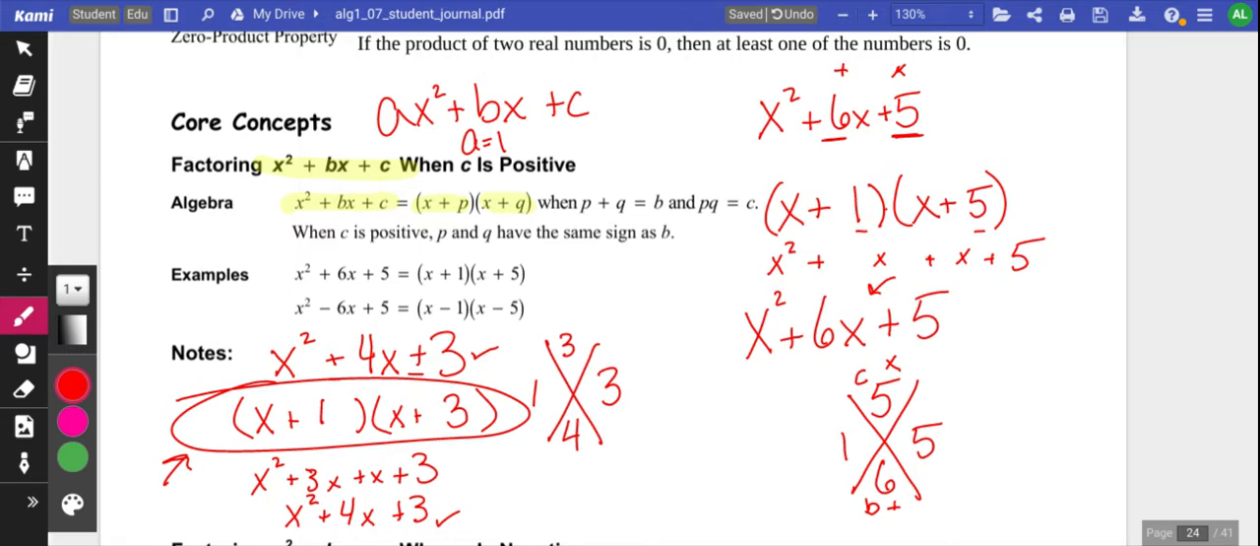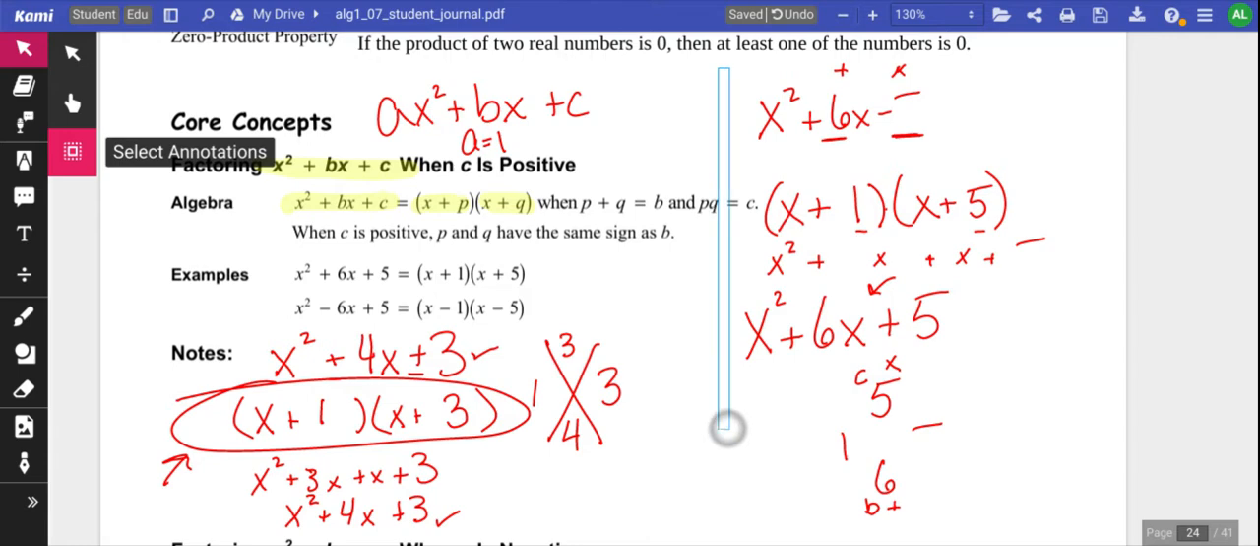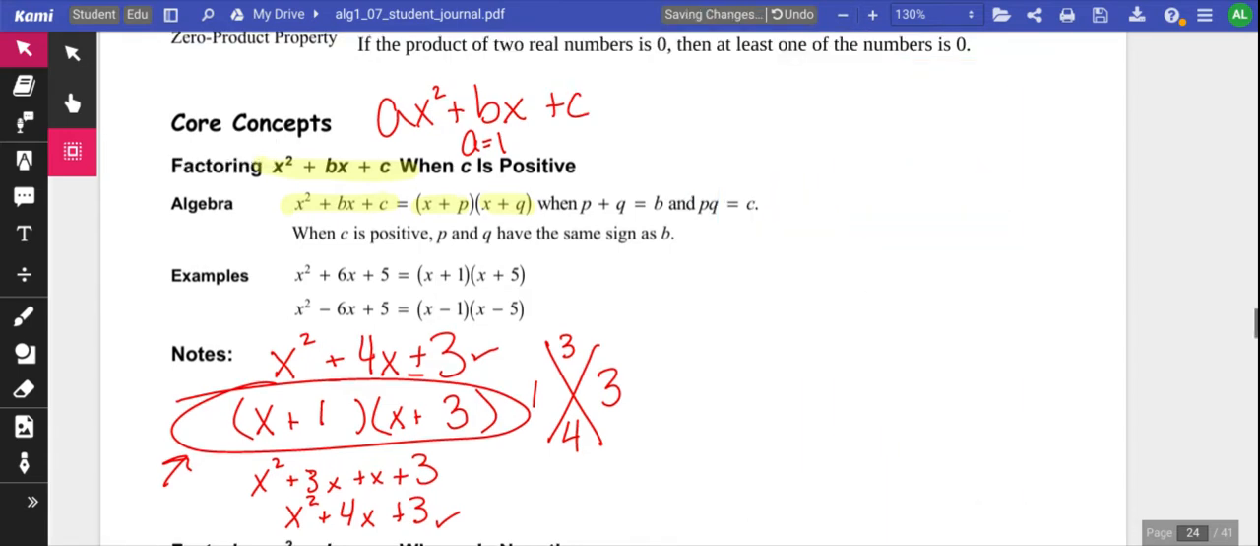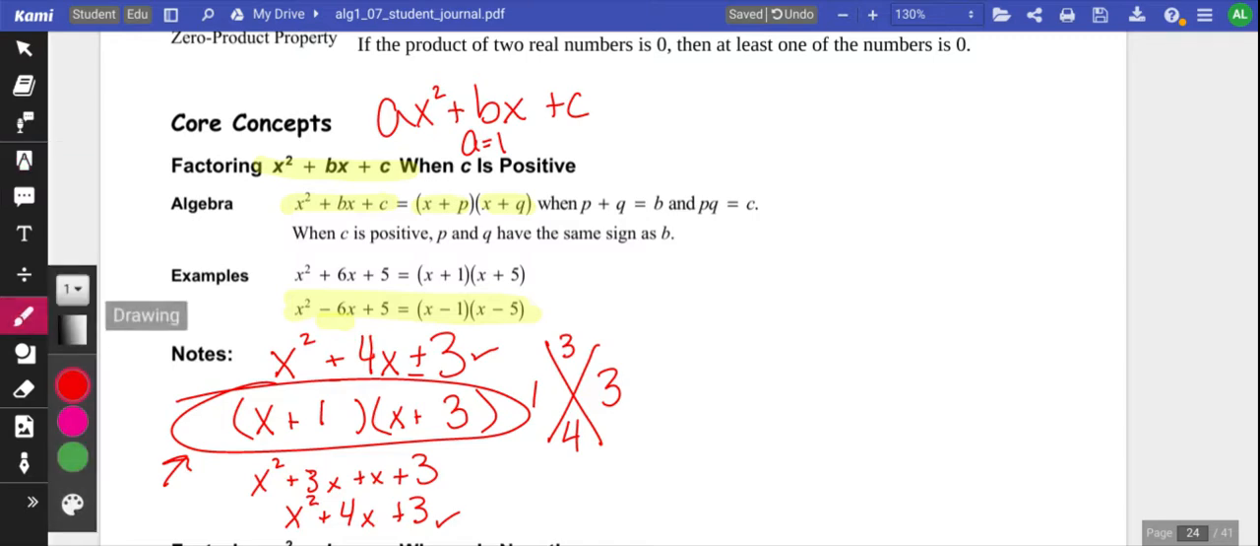I'm going to erase that first one because I want to show you what this looks like. Well, that didn't work. I want to show you what this looks like when you have not just all positive numbers. So over here, the second example, it says if you have x squared minus 6x plus 5, if that middle number is negative, then you know that you ended up multiplying two negative numbers. So here I have a different example. Let's do x squared minus 9x plus 8.